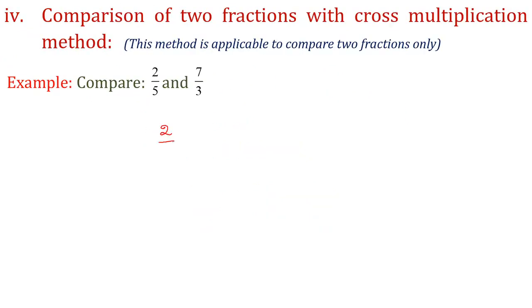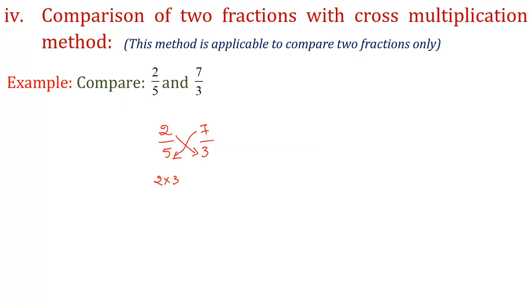So I am taking the two fractions 2 by 5 and 7 by 3. Cross multiplication means you have to multiply the numerator 2 with the denominator 3, and multiply the numerator 7 with the denominator 5. Observe here, first I am taking this numerator and multiplying with the denominator 3. So 2 3s are how much? First I am writing 2 into 3 here.